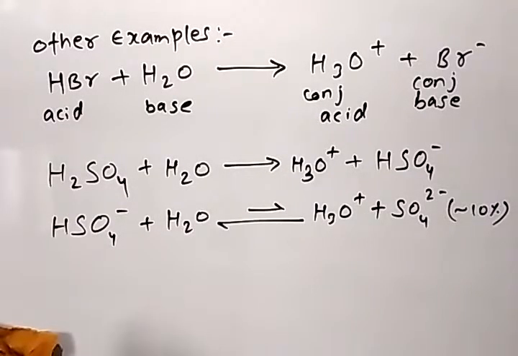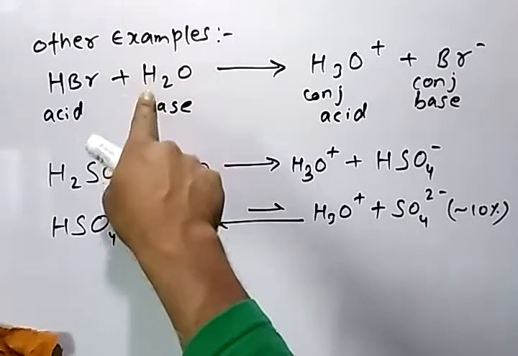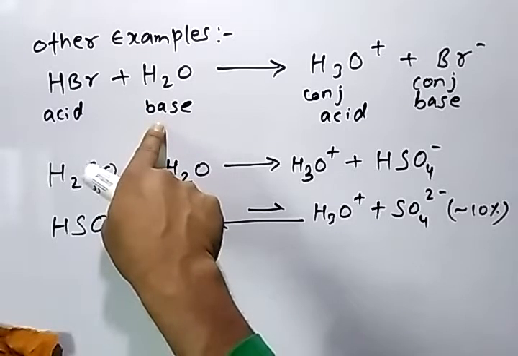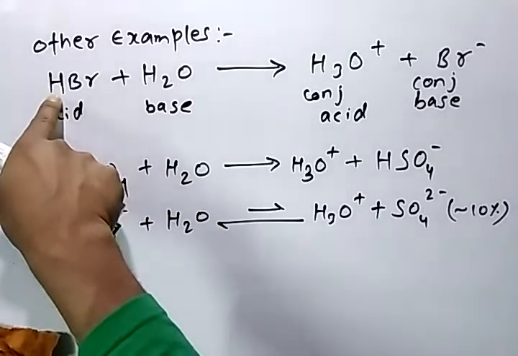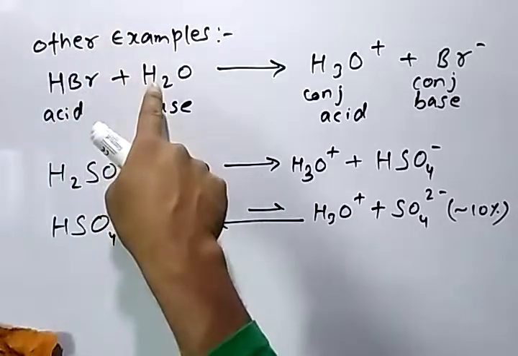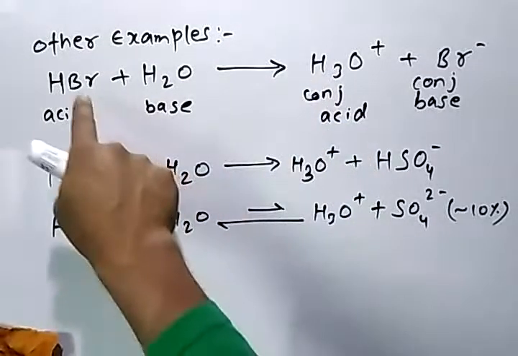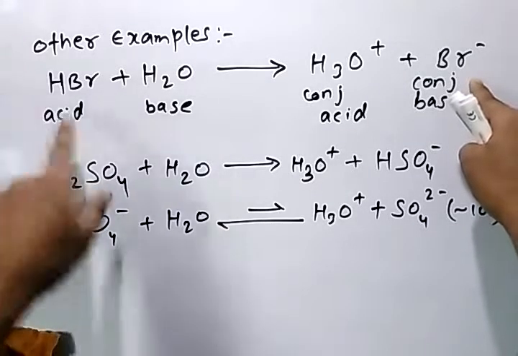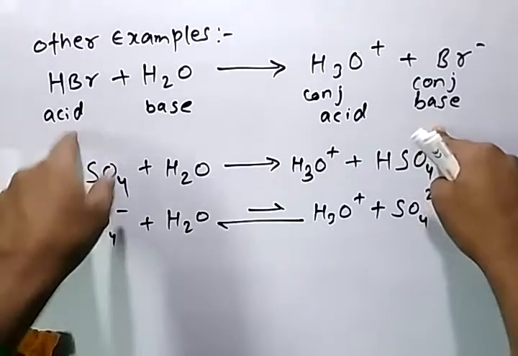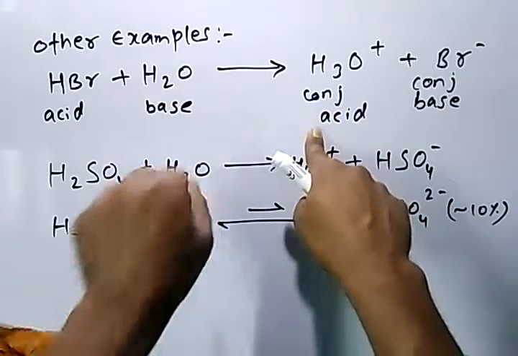Similarly, other examples are hydrobromic acid, HBr, and water. So here water acts as a base. This hydrobromic acid loses its proton, that is H plus, which is accepted by this water to become H3O plus, and Br minus is left, the bromide ion. So an acid loses its proton to become its conjugate base. Similarly, a base accepts a proton to become its conjugate acid. Okay.